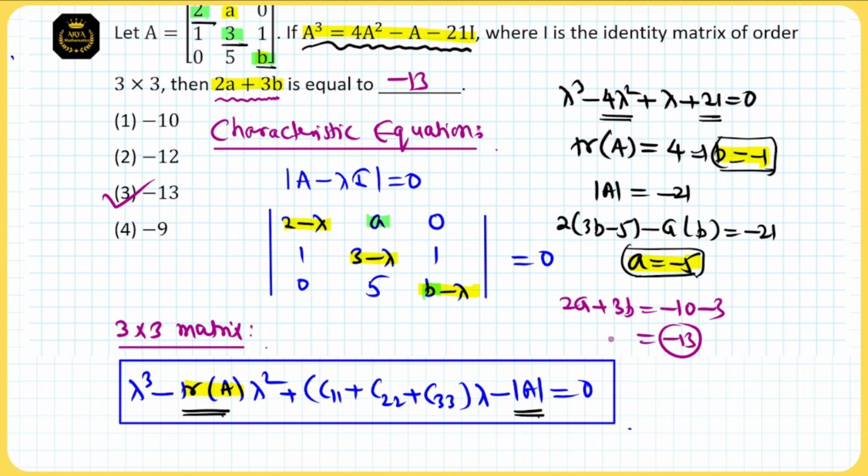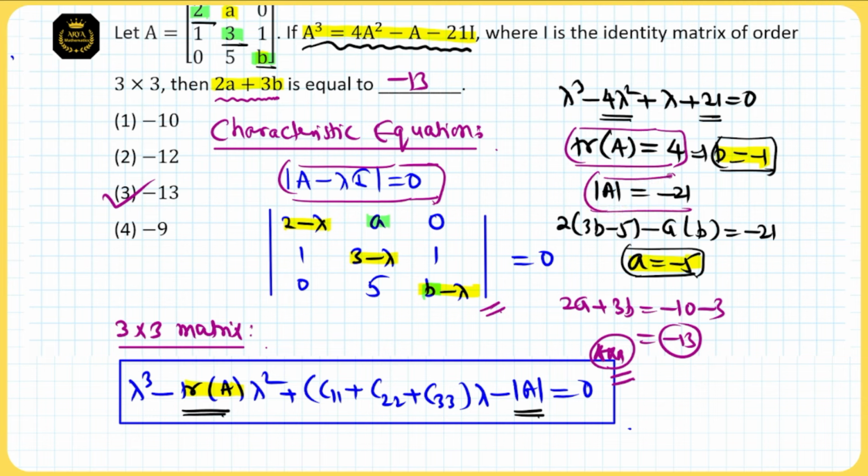And again, I'll repeat that you should remember the formula to write the characteristic equation for a 3 cross 3 matrix, because if you know the formula, you can decrease your time for solving this problem. Using the standard formula also, you can get the characteristic equation, but it will take some time. If you know this formula, directly you can compare: the trace of matrix A must be 4, from there we got b, and the determinant of A must be minus 21, from there we got a. Once we know a and b, we can easily write the answer. So the correct answer for this problem will be minus 13.